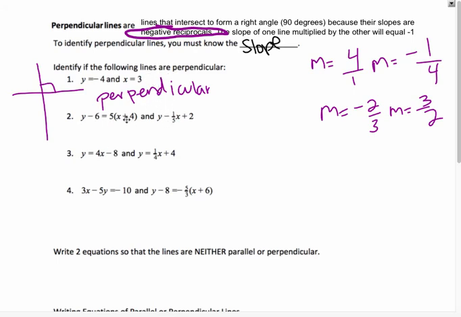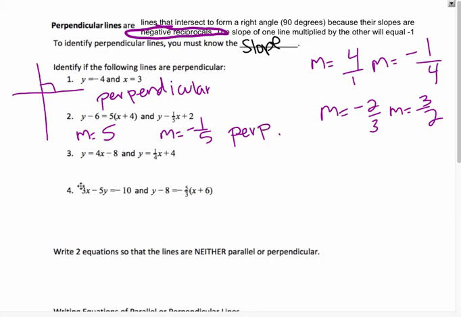All right, this one. This is in point slope form. My m equals 5. This one is in slope intercept form. Oh, well, it's supposed to be. I think I left off an equal sign there. So that's equals -1/5. So we're going to say m is -1/5. Are these negative reciprocals of each other? Yes. So this is going to be perpendicular.